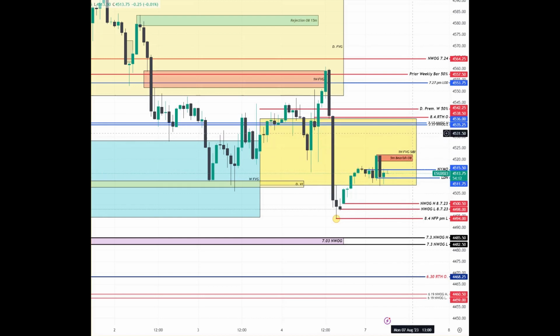But again, are we going to cover this big imbalance on this candle here? That's the big thing. Above it, I've got a daily premium wick, 50%, so we're going to treat that like a gap that needs to be filled, 45.42. And above that, way above, I've got the weekly bar, that 50% of the whole candle of the week, coming in at 45.57.50. So those are the levels.